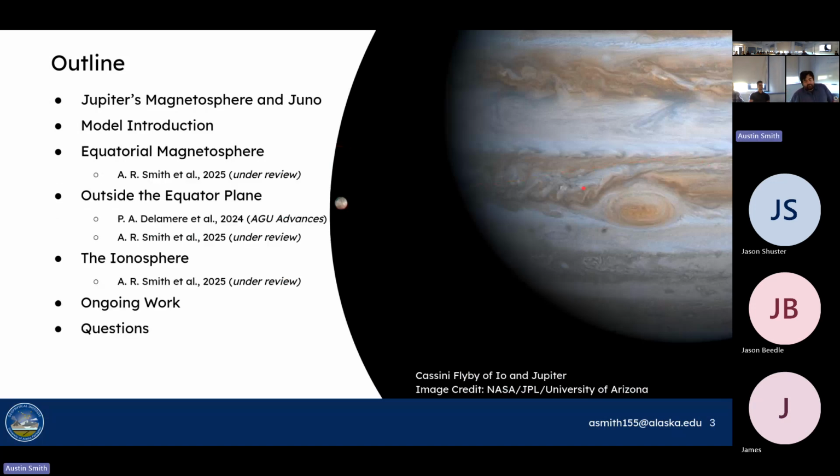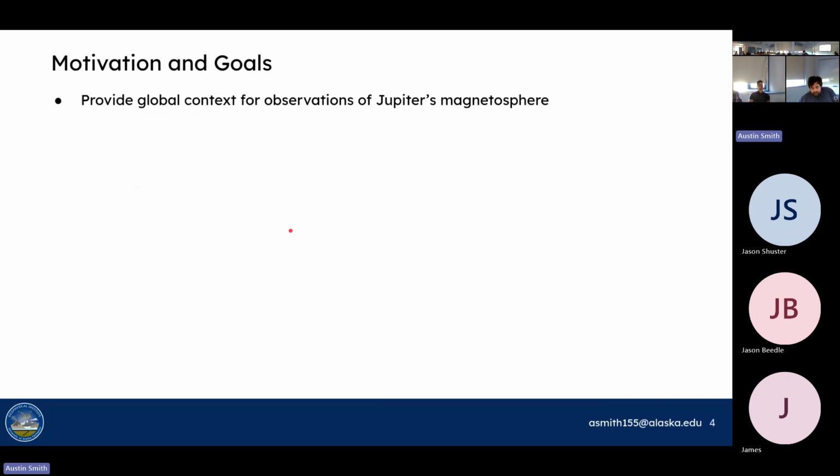And there's basically 2 papers being presented in this presentation. There's a paper that's currently under review, in which I discuss the equatorial magnetosphere, briefly touch on outside the equator plane, and then also focus on the ionosphere. And another paper last year was published in AGU Advances that I was part of, which mainly focuses on the magnetic topology outside the equator plane of Jupiter.